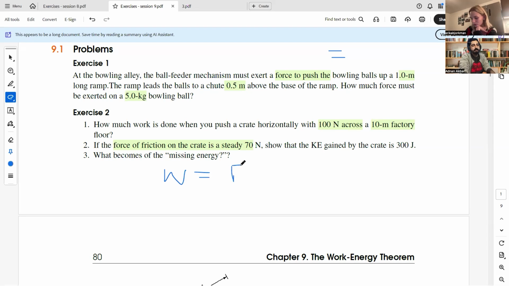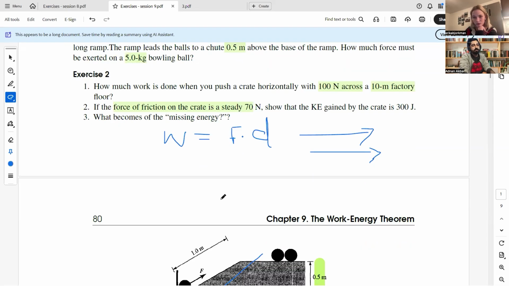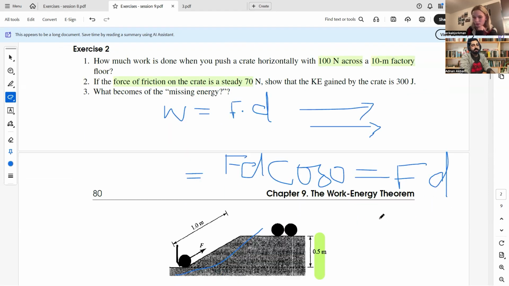W = F dot d, as the applied force and covered distance are in the same direction. So the angle between them will be equal to 0. Then our relation will become F d cos of 0 degree, which results in F d. We need to put in the value of the force, that is 100 Newton, and the value of the covered distance, that is 10. It will result in work done of 1000 joule.